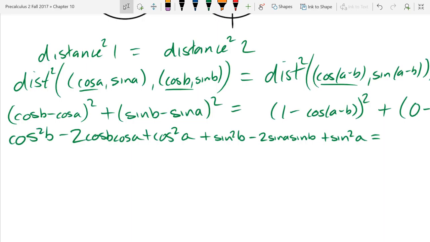I'm going to underline two things. Let's look at cos squared a plus sine squared a. What do those add up to? 1. Oh, very good. So they don't cancel, but they turn into a 1. What about sine squared b plus cos squared b? Those turn into another 1. So everything I underlined turns into a plus 2.